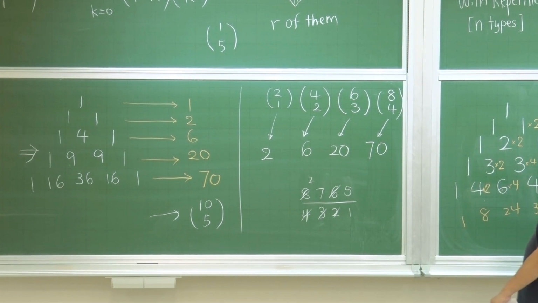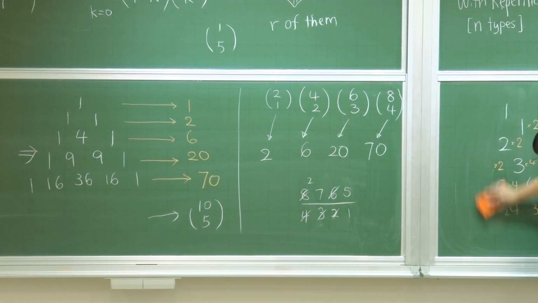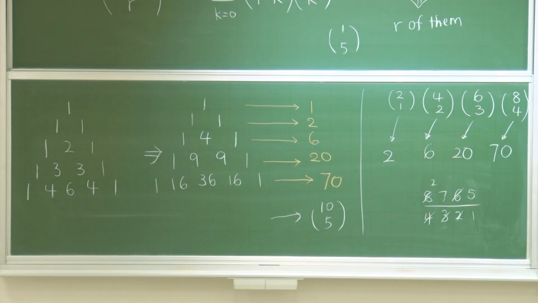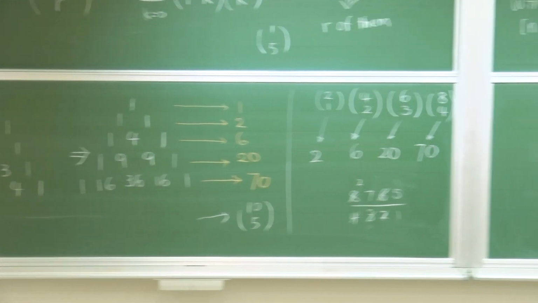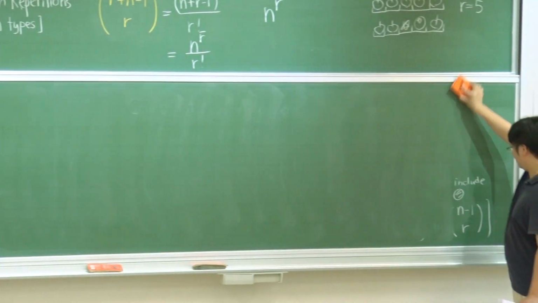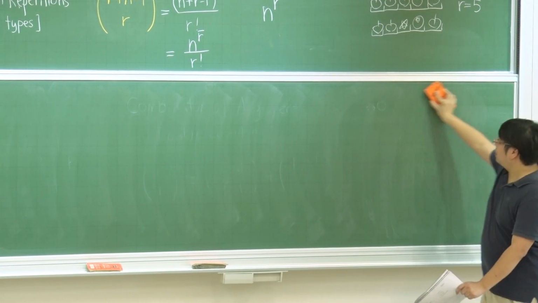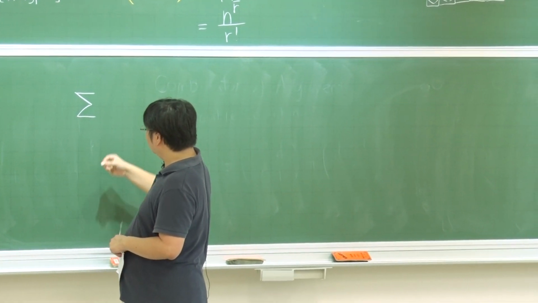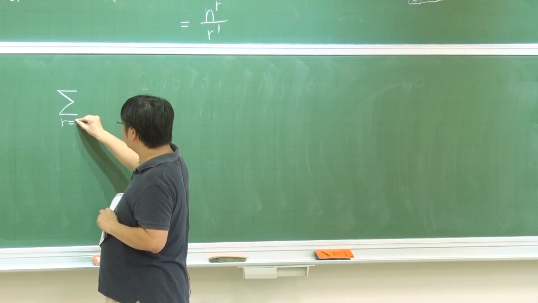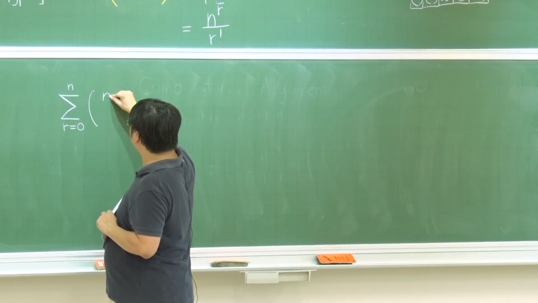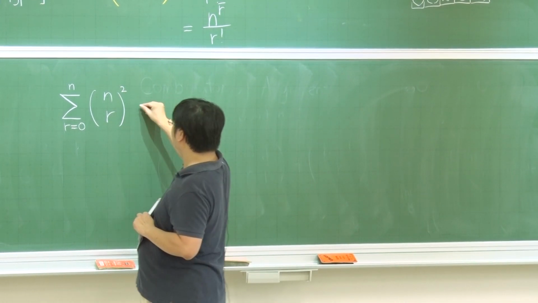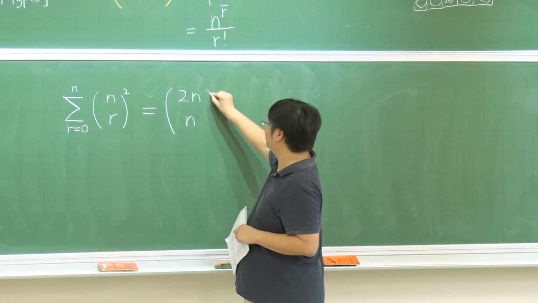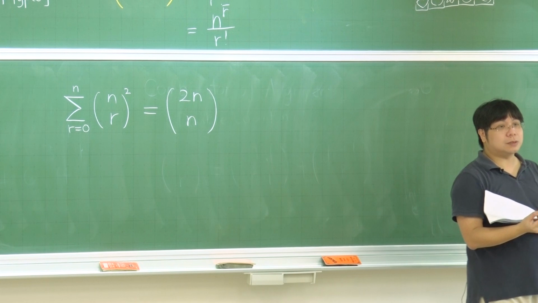So in general, we want to prove this. We want to prove what? The summation of all the terms, r equal to 0 up to n, of the square of n choose r, is equal to 2n choose n. Is that okay? This is what we want to show.